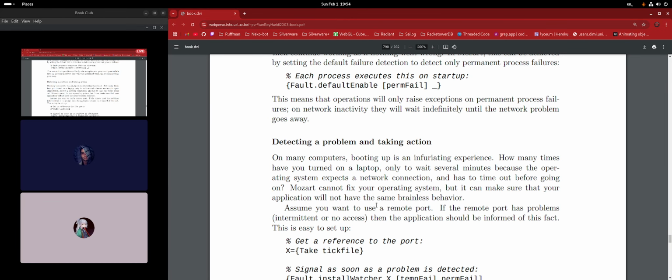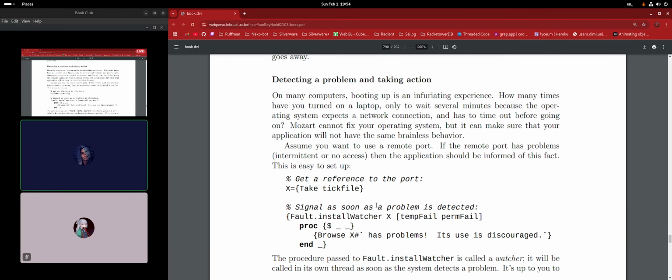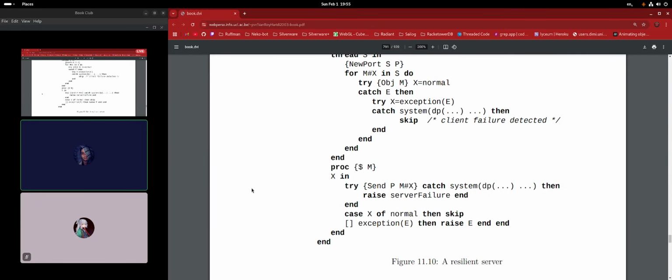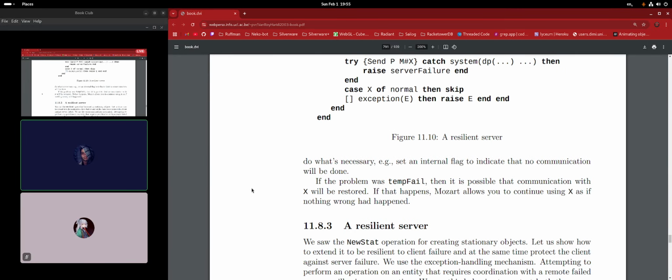Assume you want to reuse a remote port. If the remote port has problems, then the application should be informed of this fact. So this is essentially installing a procedure, which is the watcher, for the case of temp fail. The procedure passed to install watcher is called a watcher. It will be called on its own thread as soon as the system detects a problem. It's up to you to do what's necessary.